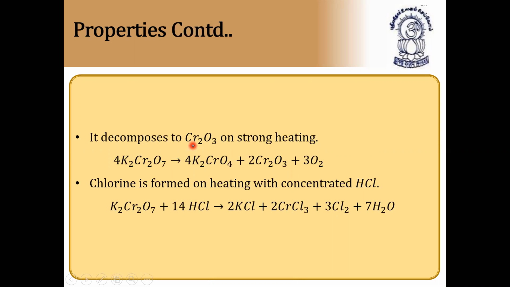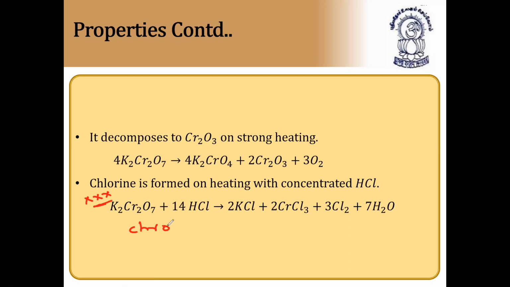Potassium dichromate decomposes to chromium oxide on strong heating. And chlorine is formed on heating with concentrated HCl. Potassium dichromate on heating with concentrated HCl forms potassium chloride, chromyl chloride, along with chlorine and water. This reaction represents the chromyl chloride test.